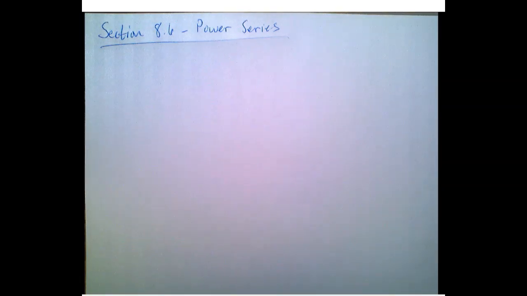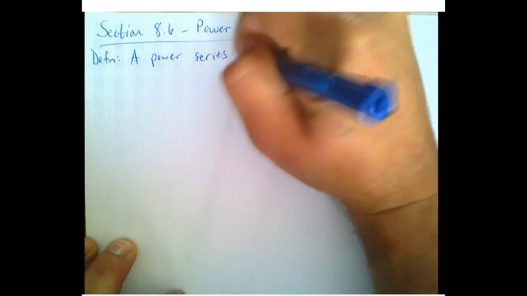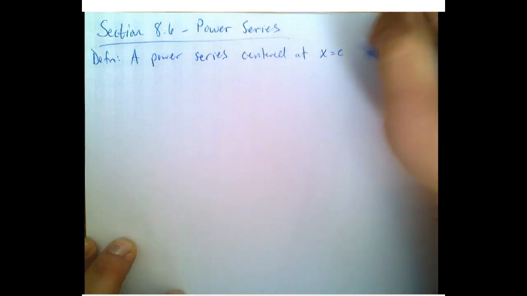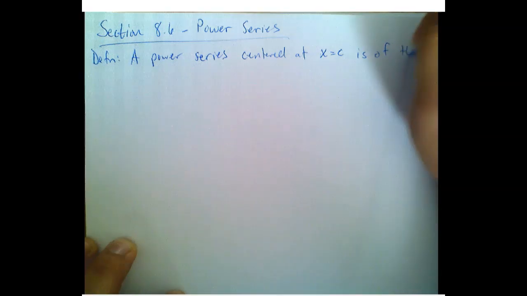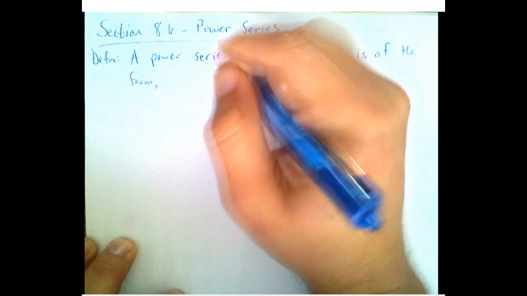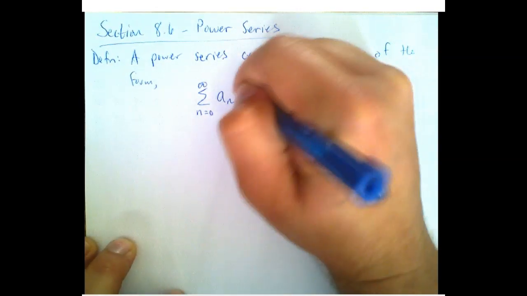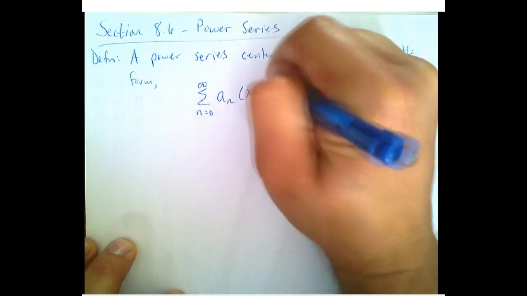This lecture deals with section 8.6 on power series. So let's start with a definition. What is a power series? A power series centered at x equals c is of the form sigma n goes from 0 to infinity a sub n times x minus c to the n.